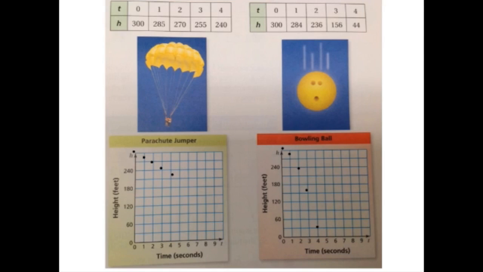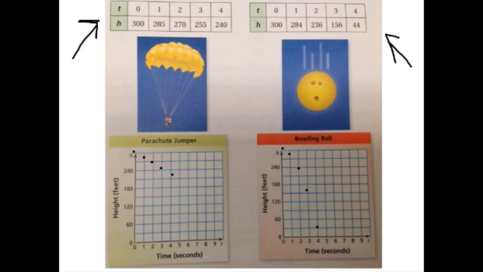Here's your lesson preview, guys. We're going to compare linear and non-linear functions. I want you to take notice of the left-hand graph with the parachute and take a look at the table up here, and I want you to look at those numbers and see if you can say, does that look like it's linear or does that look like it's non-linear?